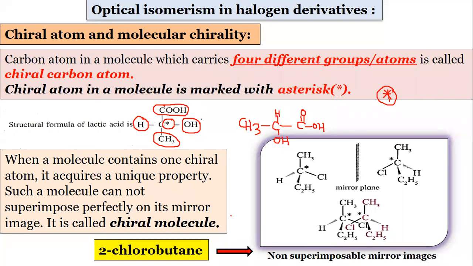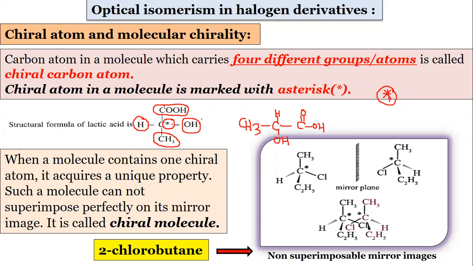So when a molecule has a chiral carbon, there is one property. A molecule having a chiral carbon has a unique property, called optical activity. Optical activity means when a chiral carbon is present in the molecule, it is optically active. Now I will explain what is optically active.